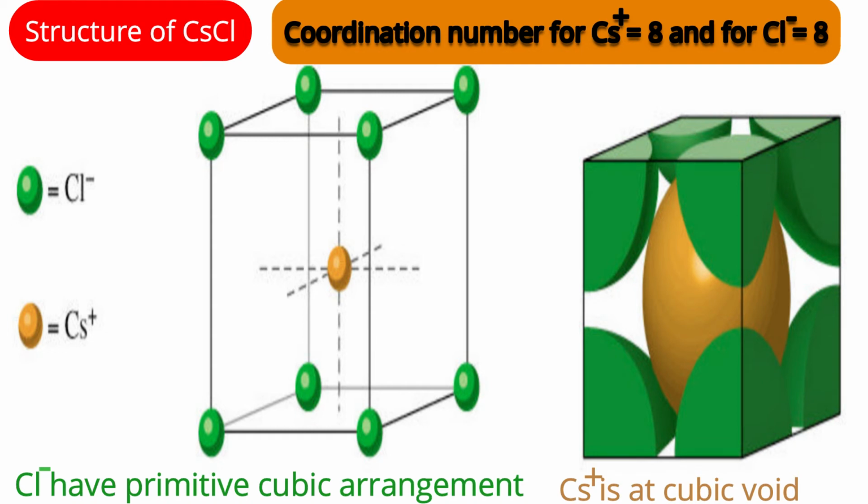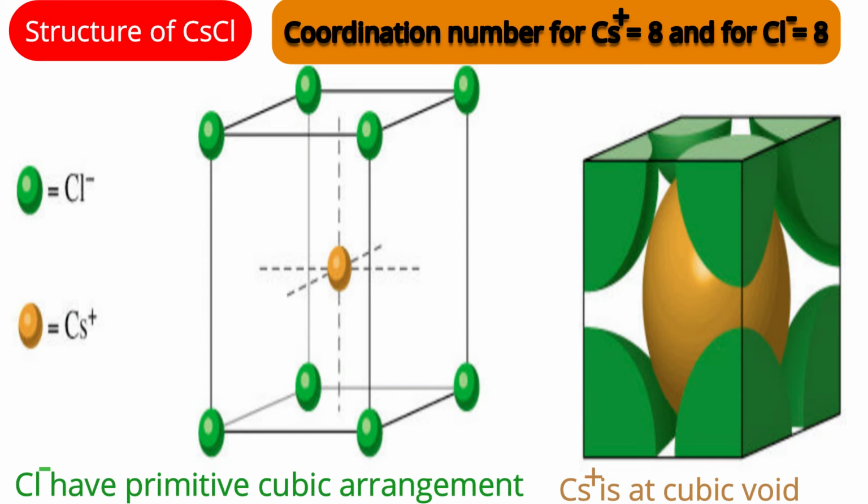How many cesium ions can surround one chloride ion? If you imagine the continuation of the structure, the continuation of these cubes, then as I told you already, a corner is shared by 8 cubes in total. It means one corner is shared among 8 cubes, so the chloride ion at the corner will be shared by 8 cubes.